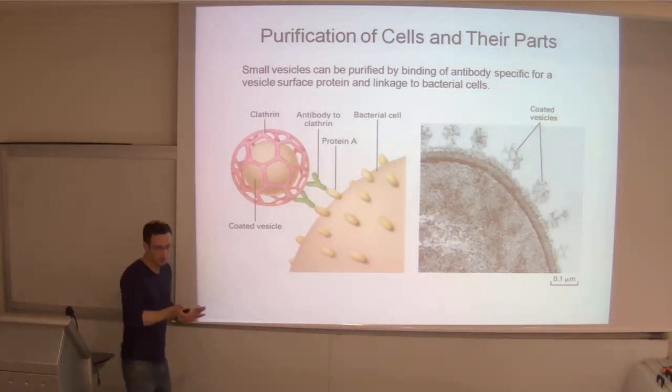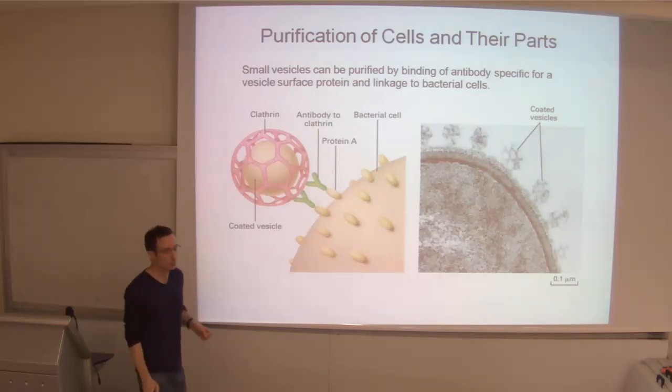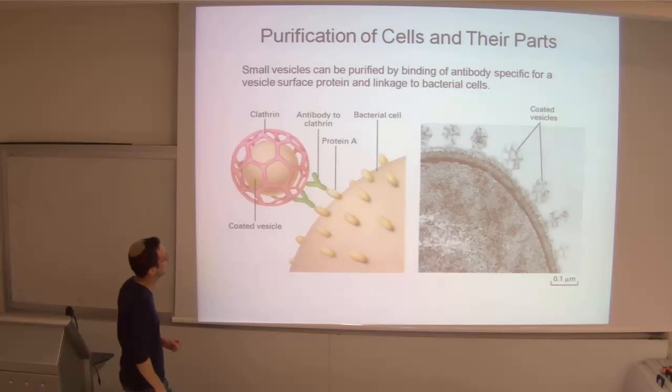Okay, so this schematic representation is only for the vesicle, but you can do the same thing if you have the proper antibody to mitochondria and to nucleus and other organelles.